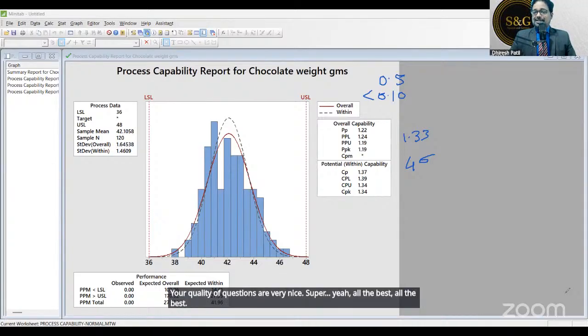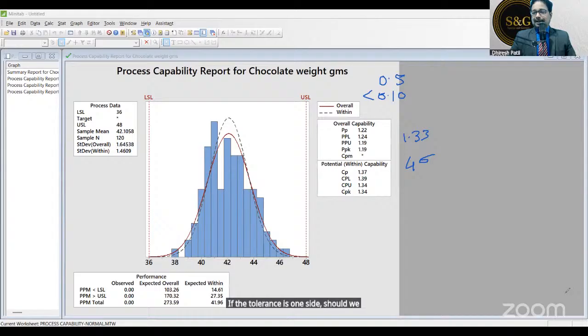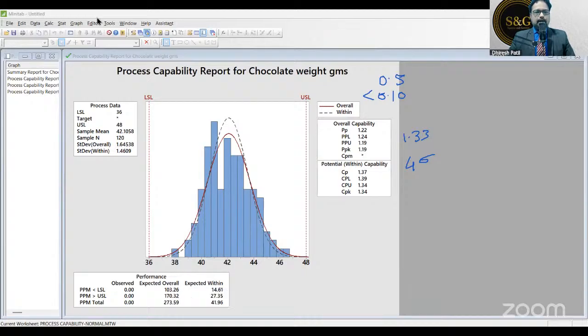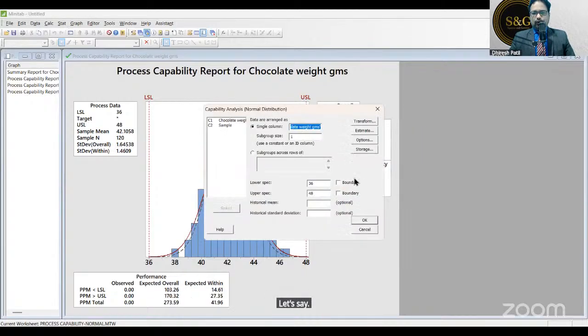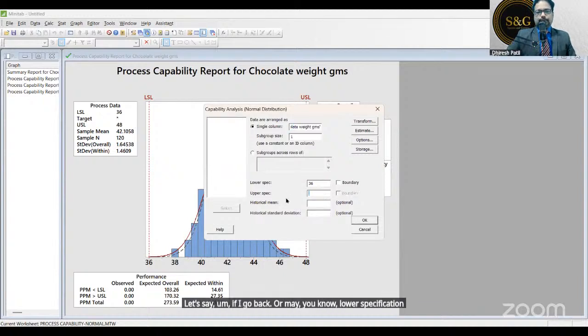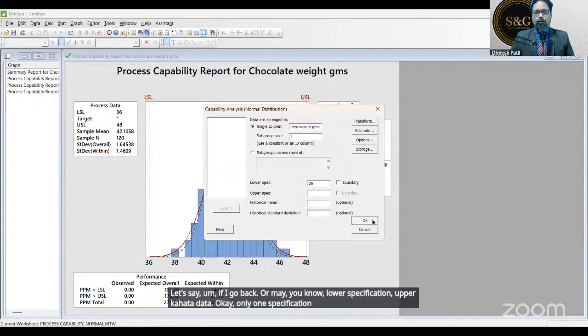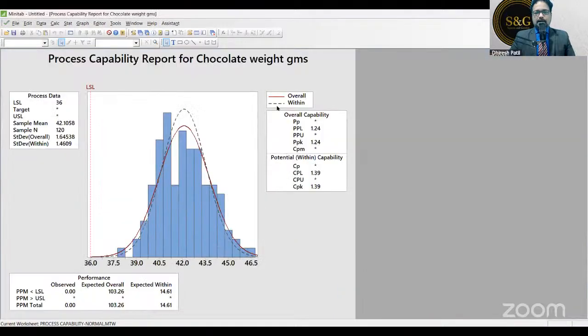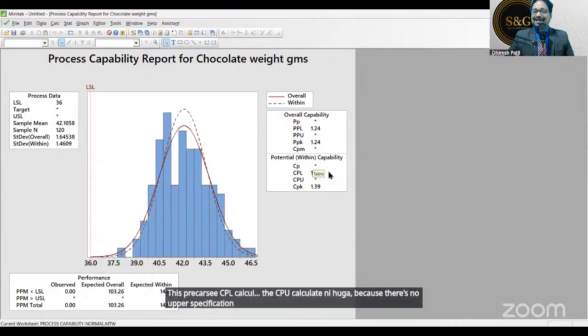If the tolerance is one side, should we convert it into bilateral? No, not required. Let's try it and see. Let's say, for example, Girish ji, let's try it. If I go back and remove the upper specification limit, only one specification remains. Here, see what happened. CPL will be calculated, but CPU will not be calculated because there is no upper specification limit. So only one side will be calculated, and that will be the process capability indicator.